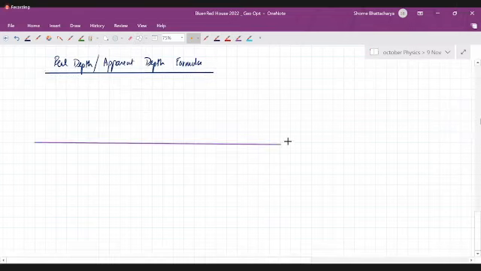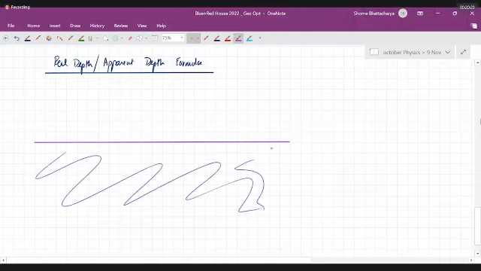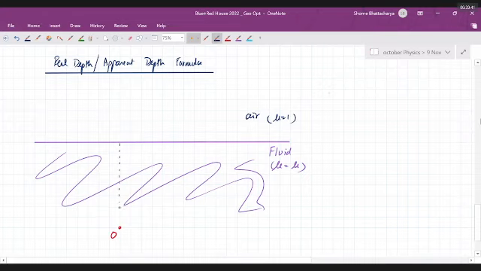So if we have, for example, a fluid, some liquid which has a refractive index equal to mu, and on this side there is air which has refractive index equal to 1, and inside the fluid there is some point object O which is at an actual depth of small d here.